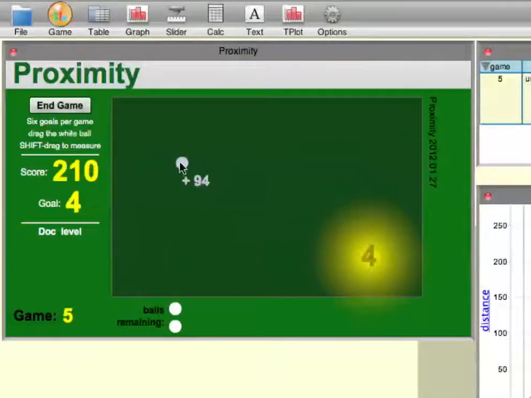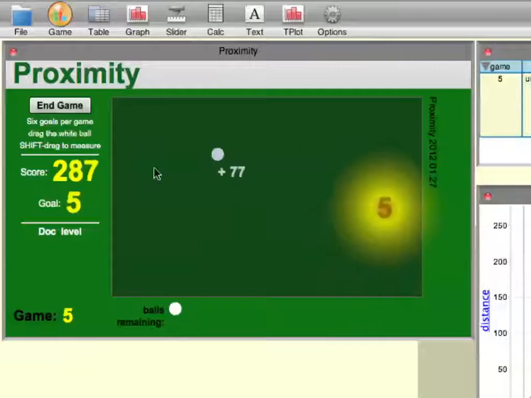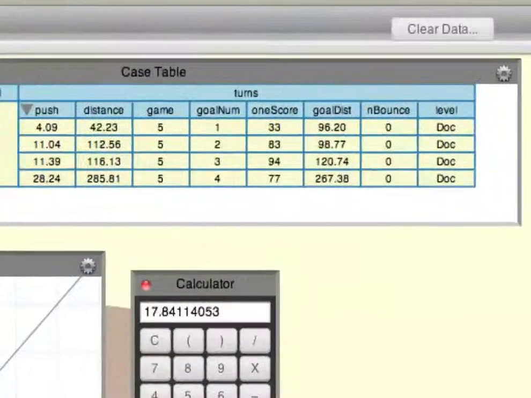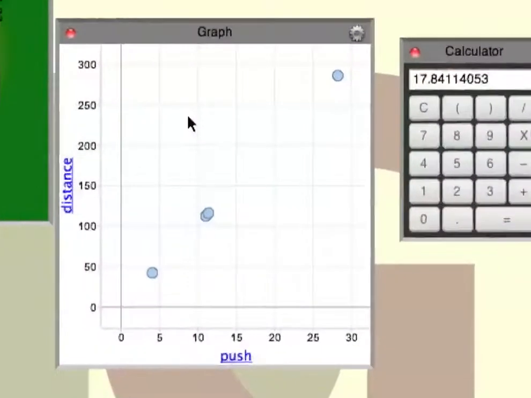You can do reasonably well by eyeballing, but to get really good scores, you need to work with some data. Here is a table that shows data from some individual shots. And here's a graph that shows that the distance a ball travels depends on how hard you push it.